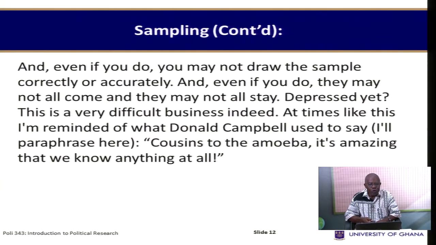For example, if you collected the list from the academic registry, chances are that the list might contain students who registered here and left to another university, or it may include students who have died, but their names have not been removed from the register. And even if you do, you may not draw the sample correctly or accurately. And even if you do, they may not all come and they may not all stay. Depressed yet? This is a very difficult business indeed.